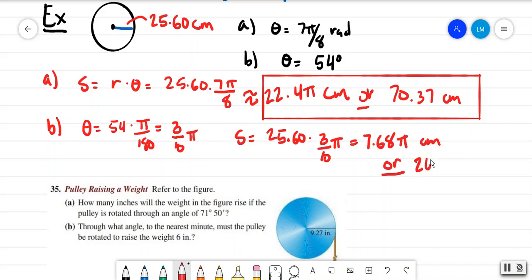So we have 24.13 centimeters, and that's our answer.